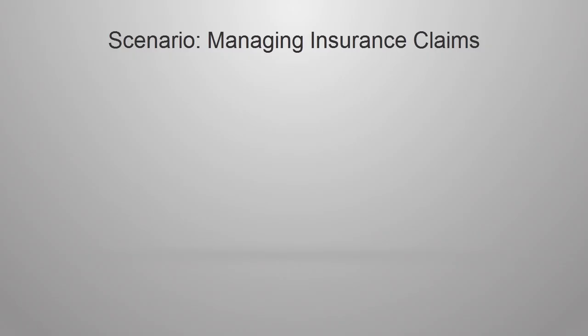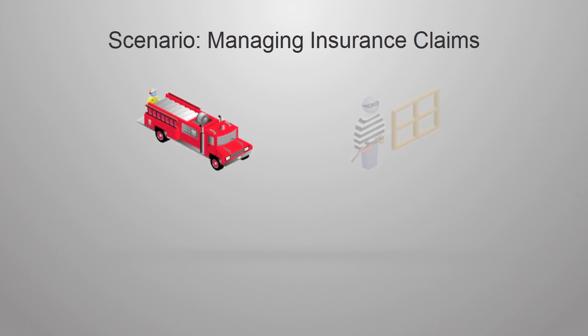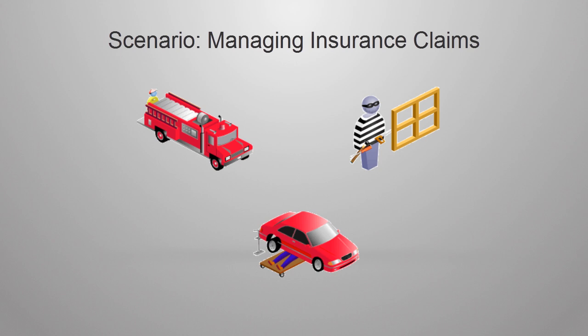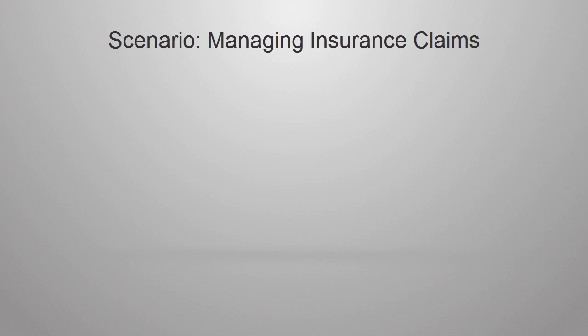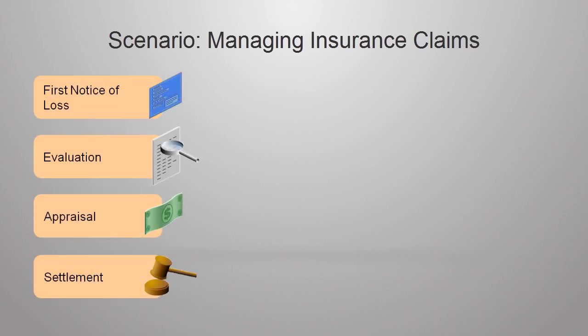Before we begin, let's take a quick look at the scenario that we'll be using in this video. A property casualty insurance company sells insurance policies. When a customer has a loss, for example, their house catches fire, they are robbed, or their car is in an accident, the customer files a claim with the insurance company. The insurance company then needs to process the claim, typically going through several phases. First notice of loss, evaluation, appraisal, and settlement.